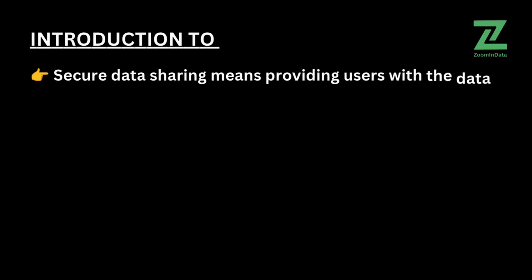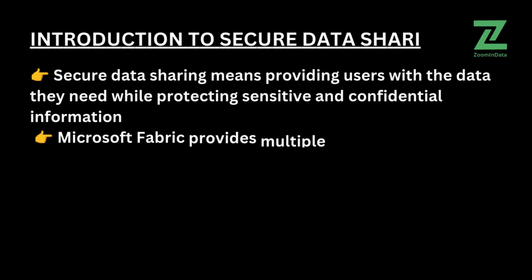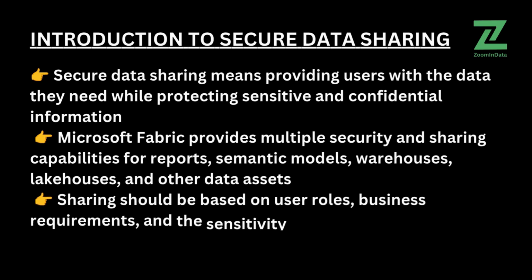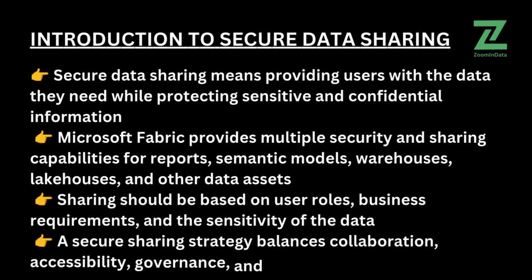Secure data sharing means providing users with the data they need while protecting sensitive and confidential information. Microsoft Fabric provides multiple security and sharing capabilities for reports, semantic models, warehouses, lakehouses, and other data assets. Sharing should be based on user roles, business requirements, and the sensitivity of the data. A secure sharing strategy balances collaboration, accessibility, governance, and data protection.